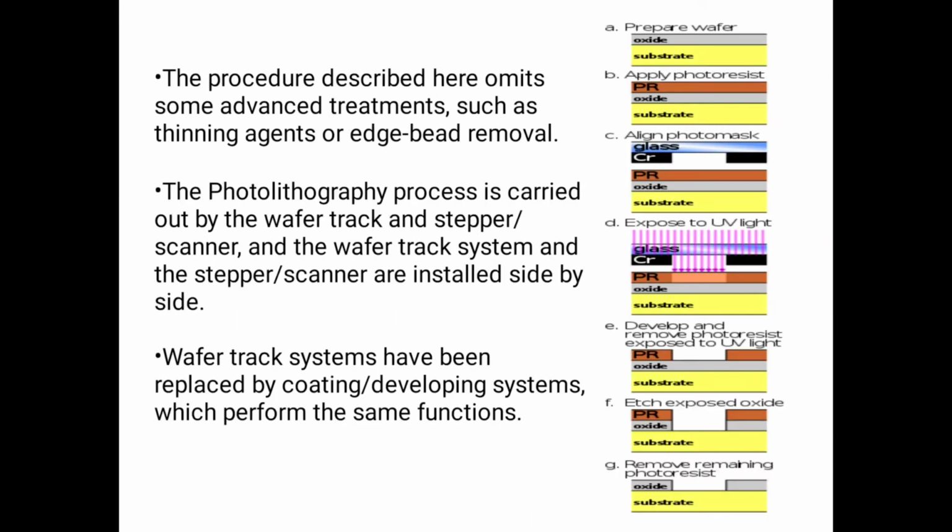And I think you can see the picture. It is the basic procedure of photolithography. It includes steps like prepare wafer, apply photoresist, align photo mask, exposure to UV light, develop and remove photoresist, etch exposed oxide, and remove remaining photoresist. The procedure described here omits some advanced treatments such as thinning agents or edge bead removal.